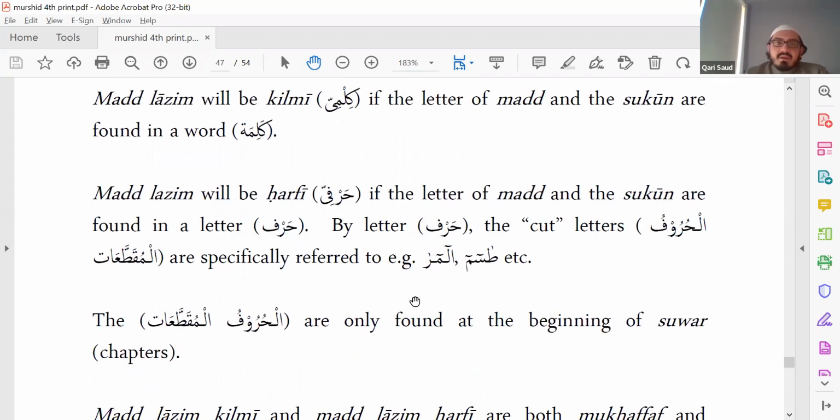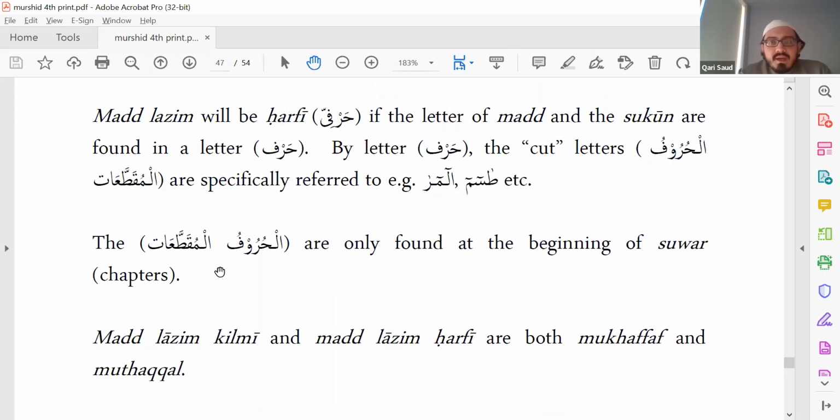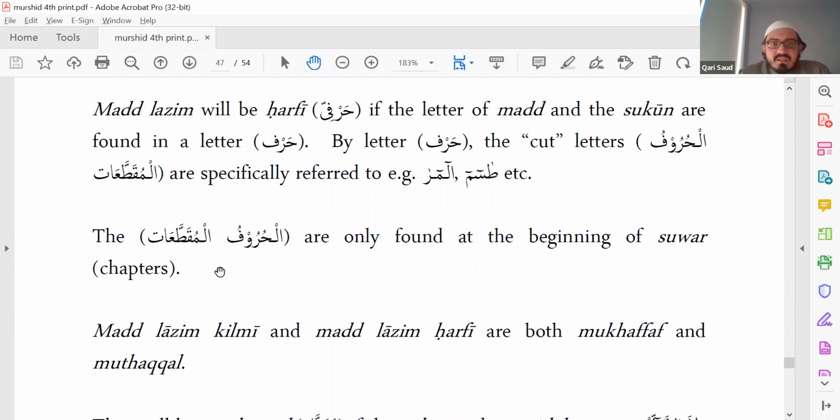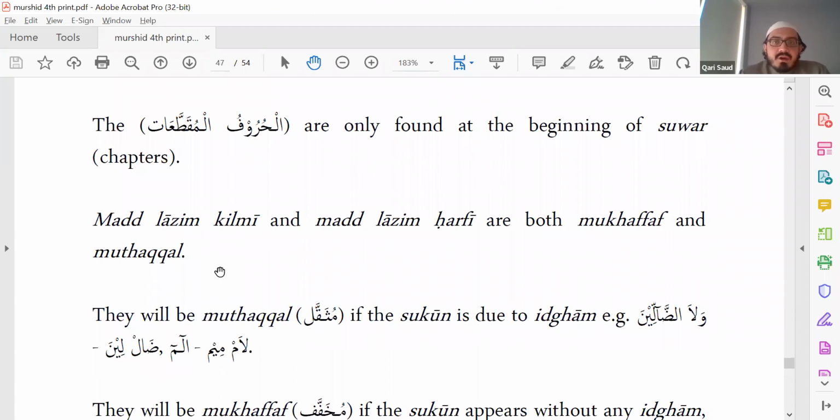By letter, it's referring to the cut letters, which is al-huruf al-muqatta'at, and they're found in the beginning of the surahs. So like alif, lam, mim, ra, ta, sin, mim, yasin, taha, ayn, sin, qaf, kaf, ha, ya, ayn, sad, and so on. And it says that al-huruf al-muqatta'at, the cut letters are only found at the beginning of the chapters or the surah. Okay, so mad lazim kilmi and mad lazim harfi are both mukhaffaf and muthaqqal, so we can even divide it further.